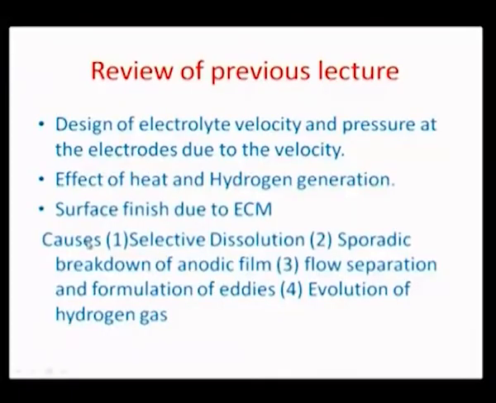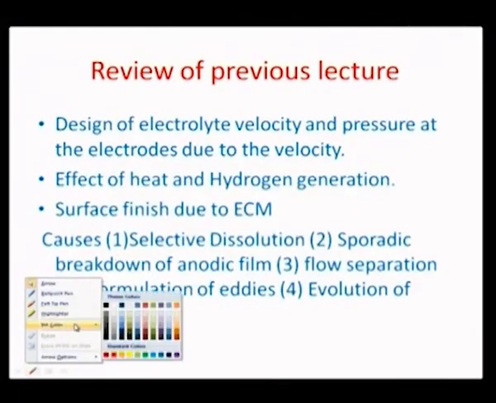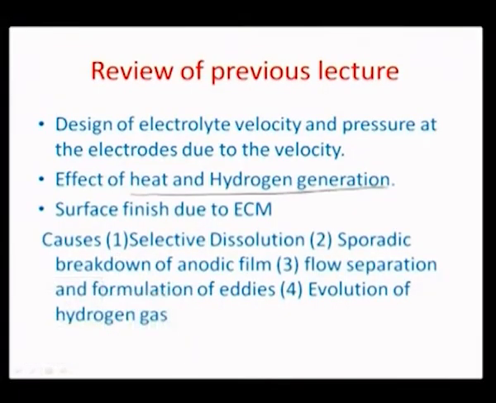So what augments the velocity is the fact that the temperature should not go above the boiling point, and what limits the velocity is the fact that the pressure which is generated because of the viscous effect of this velocity should not go above the ultimate yield stress of the material. So we also tried to investigate the various effects of the heat and hydrogen generation on the ECM process between the electrodes on the electrolyte.